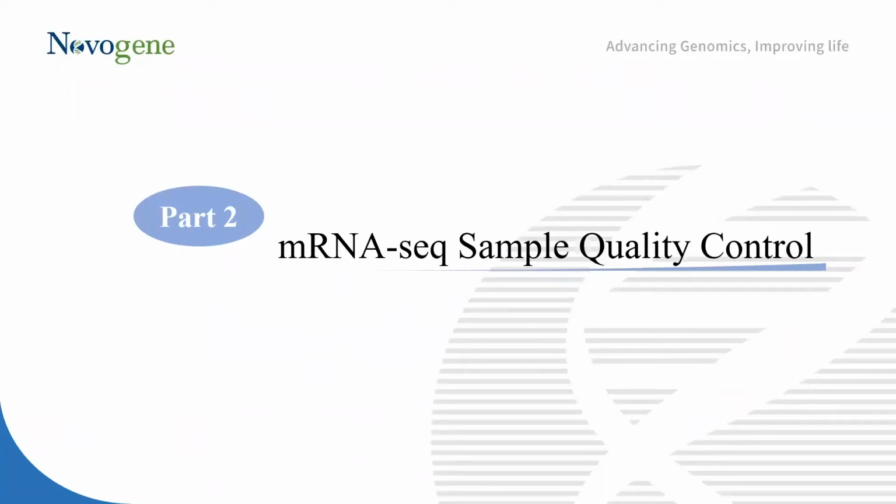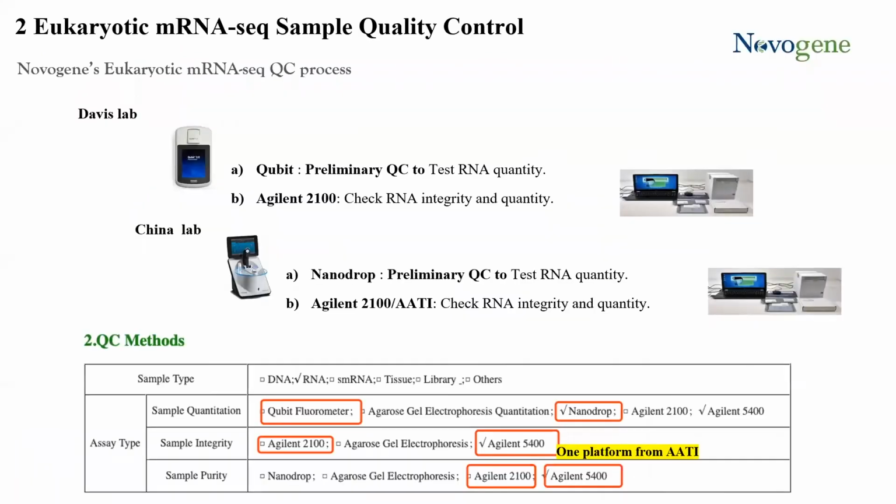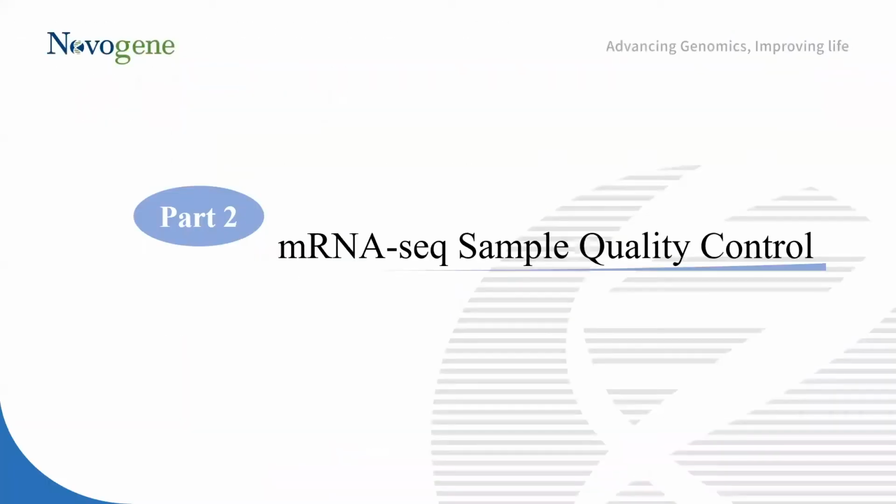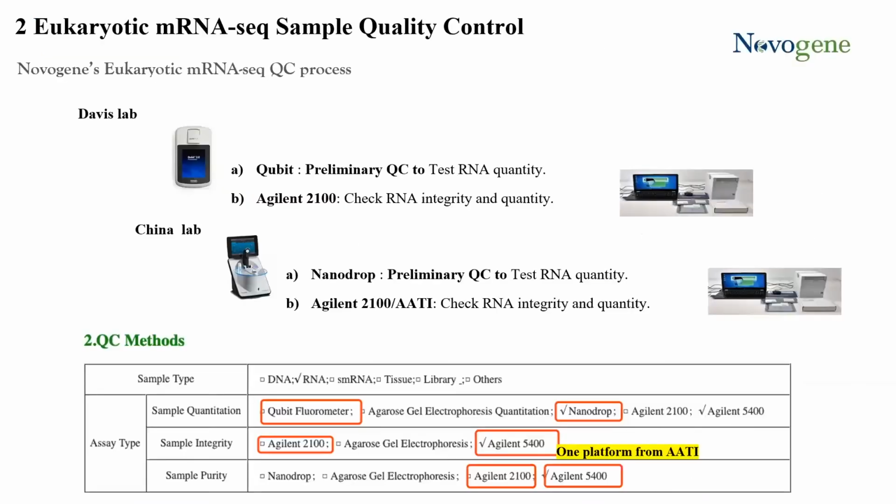So the second part of the topic is sample quality control. In this session, we will talk about the instruments that we use for testing the sample QC, as well as sample requirements if you're submitting tissue samples or non-tissue samples. As you all know, Novogene is a global company. We have labs in the US as well as a China lab.